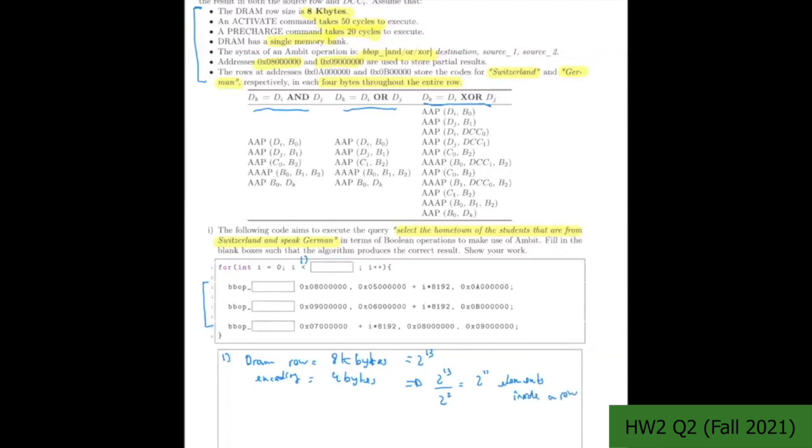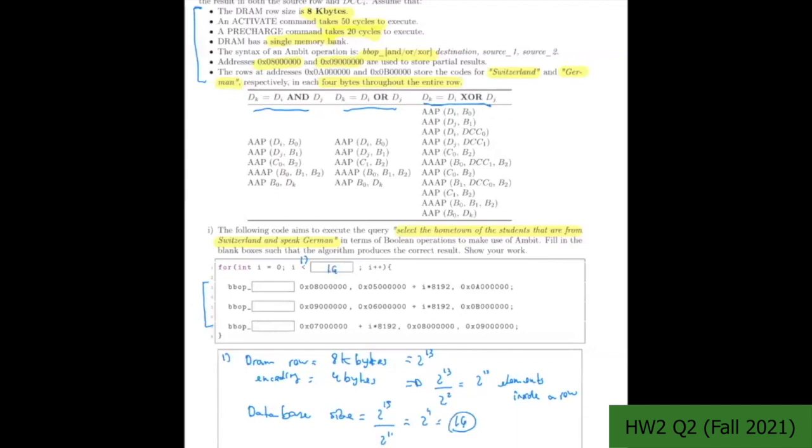So now the question is how many rows you're going to need to store all of the computation. The database size is 32k, so it's 2 to the 15. And one single row stores 2 to the 11 elements. So this is going to give you 2 to the 4, which is 16. So you need to repeat this loop 16 times.